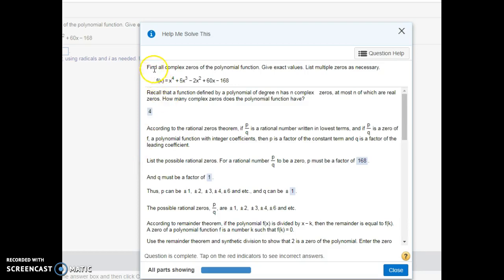I'm going to show how to find all the complex zeros for this polynomial function right here. And since the leading term here has an exponent of 4, there are going to be 4 complex zeros. Now, they could be all nice whole numbers, rational numbers. And if they are, then the graph will cross the x-axis 4 times.